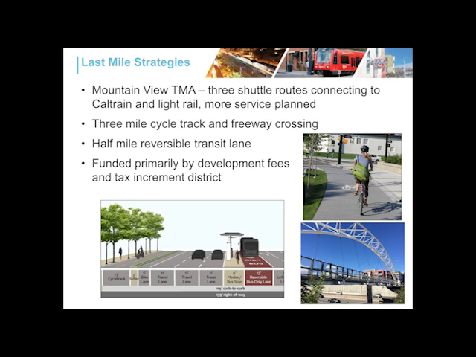a number of things. First of all, they've established a Transportation Management Association, TMA, that will be currently running some shuttle services, and will be greatly expanding that as the companies continue to grow. The plan also includes development of a 3-mile cycle track, protected bike lanes that connect between the downtown station and the freeway, across 101 freeway into the North Bayshore area. It includes a half-mile reversible transit lane in the most congested part of the corridor. And all of this is funded by a combination of development fees and some tax increment and other funding.